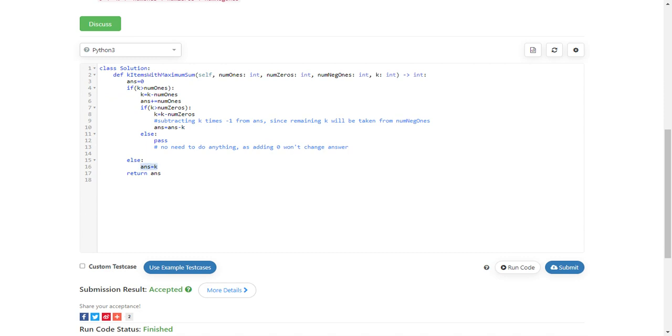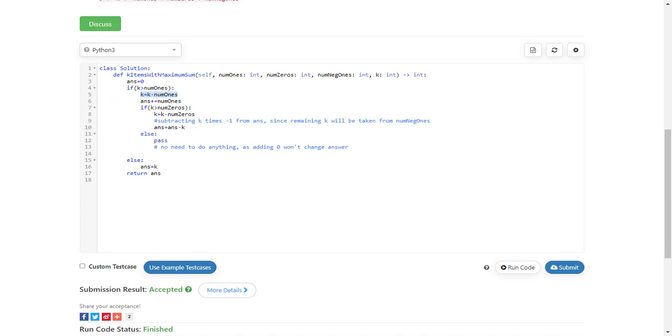Answer is k and return answer. Okay, only if my k is greater than ones, I am going to do these things. What are those things? Let us see. If k is greater than nums of ones, so first k has nums of ones plus something else. So first I will subtract that. k is equal to k minus num ones.